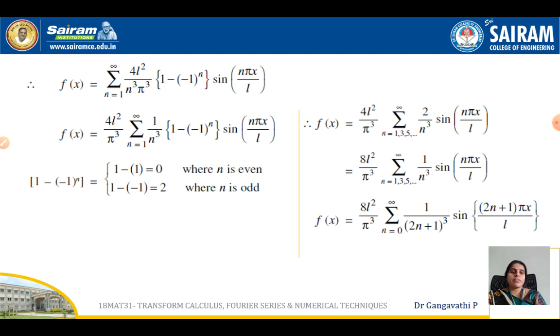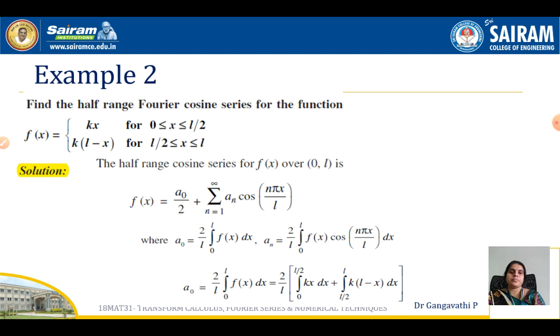So now further simplifying, since n is taking only the odd values, the nth number of an odd sequence 1, 3, 5, 7 and so on can be written as 2n plus 1 whole cube. Sine of n is again taking only the odd values, so we can write it as 2n plus 1 into pi x by l. So this is the Fourier series expansion of the half-range sine series.